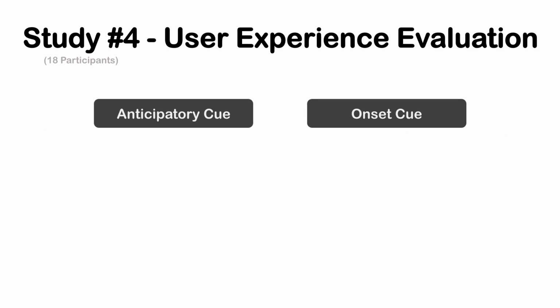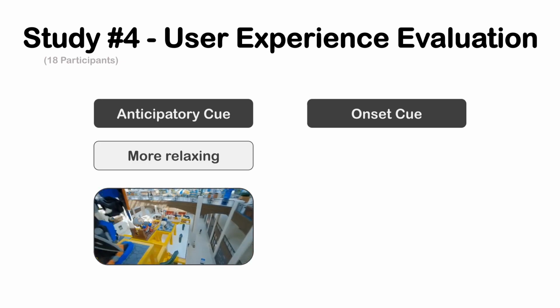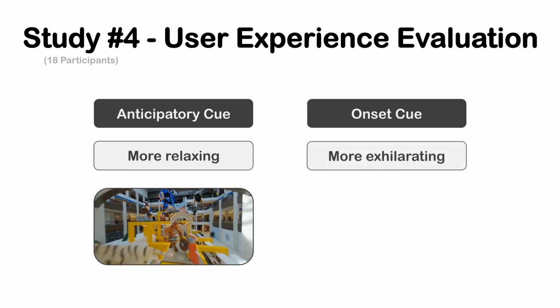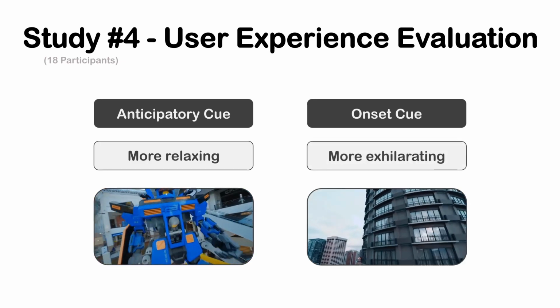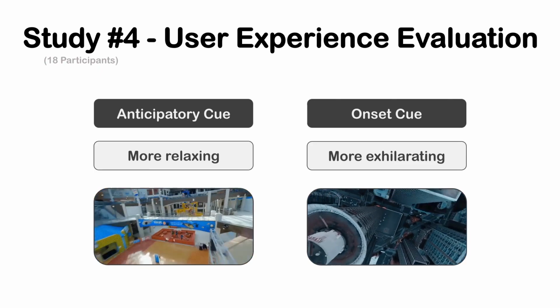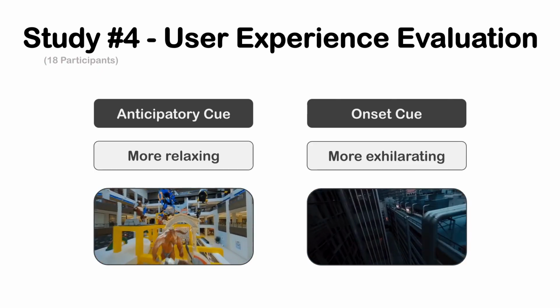This result indicates an even preference for anticipatory and onset cues. Feedback showed that anticipatory cues improve predictability and are suitable for relaxing and cinematic content. In contrast, an exciting segment that involves instant rotation above cities could match the onset cues for better synchronization of vestibular and visual perception and more excitement.